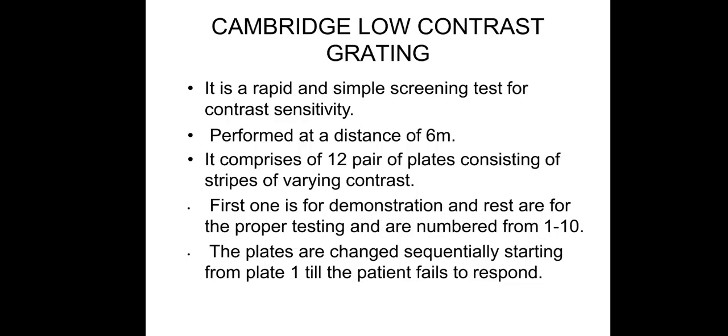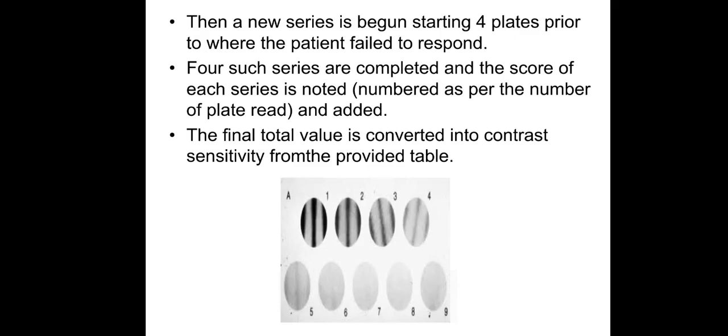So next is the Cambridge low contrast sensitivity grating. It is a rapid and simple screening test for contrast. It is performed at a distance of 6 meters. It comprises 12 plates consisting of stripes of varying contrast. The first one is for demonstration, so that we can teach the patient what we are trying to do, and the rest are for proper testing, numbered from 1 to 10. The plates change sequentially, starting from plate 1, till the patient fails to respond.